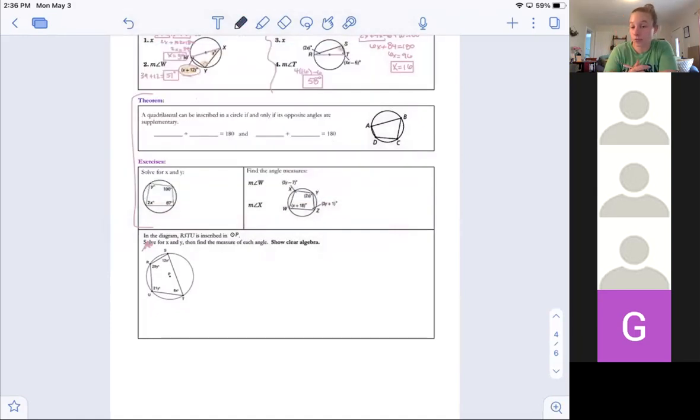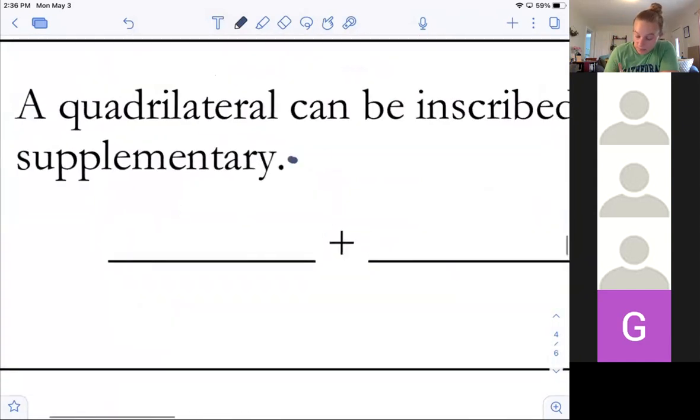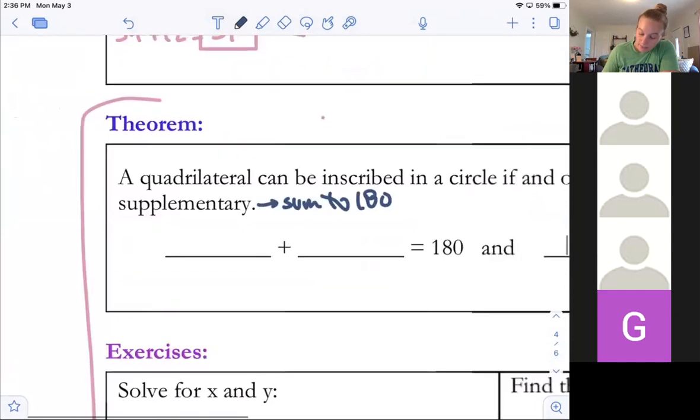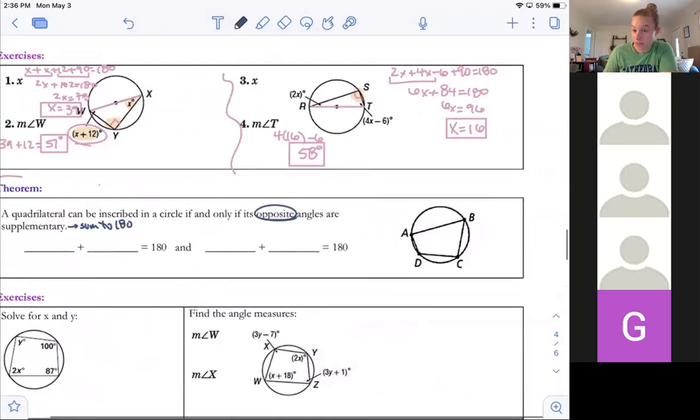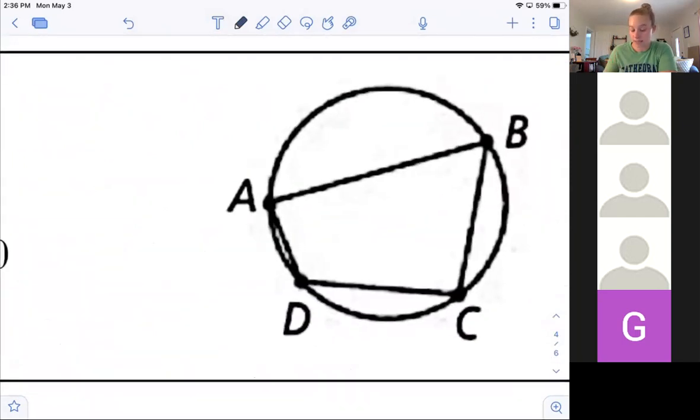The theorem we just learned was about triangles. This one is about quadrilaterals, so 4-sided figures with 4 corners, 4 vertices. It says a quadrilateral can be inscribed in a circle if and only if its opposite angles are supplementary. Remember that supplementary means that they sum to 180. And it says opposite angles. Not just any angles, they have to always be opposite angles. That's going to make sense in a second.